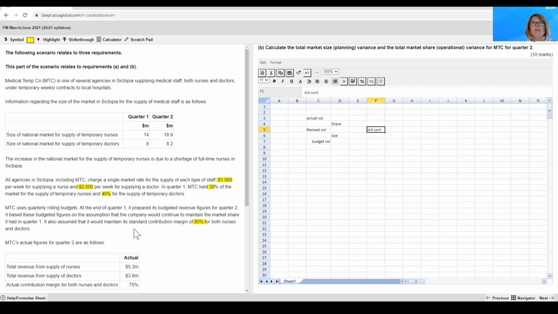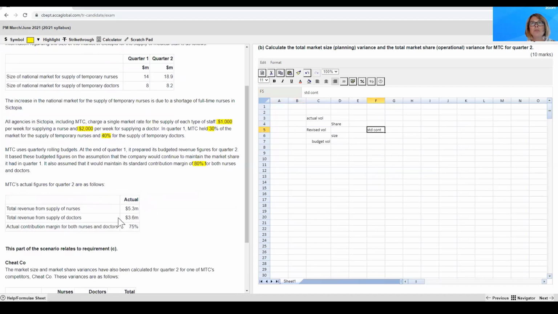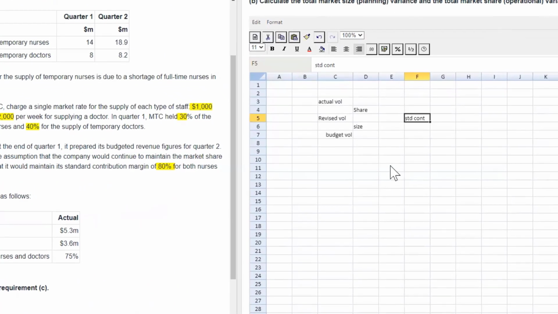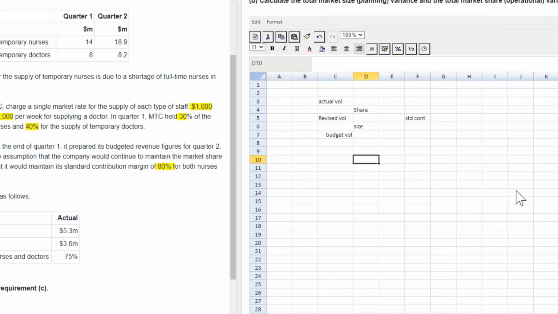So what you need to do is therefore then compare these actuals to come up with the market size and the market share variance. So the way I would set it up is I would do nurses first, and then I'd do a copy and paste for doctors. You've got the original budget that you want. You're going to have the revised budget volume, and then you've got the actual. That's what you need to calculate. So the way you've got to do this is produce the volume budget from the information you've been given.